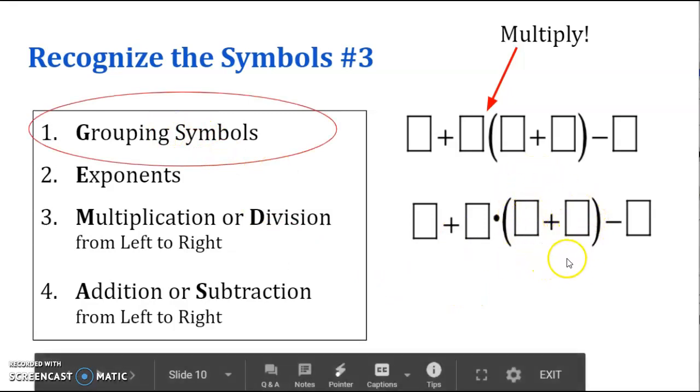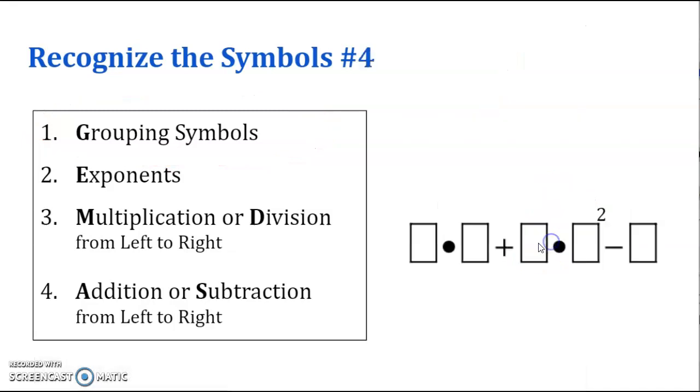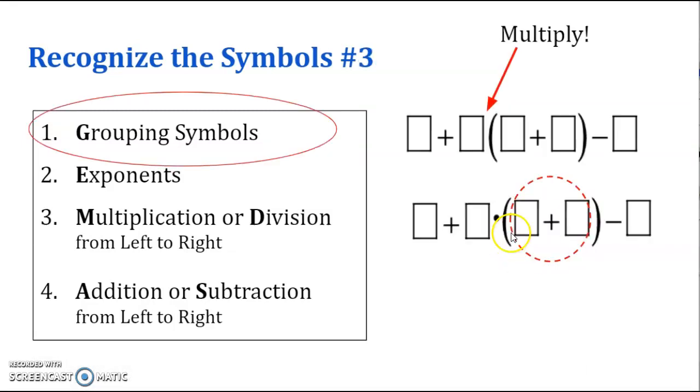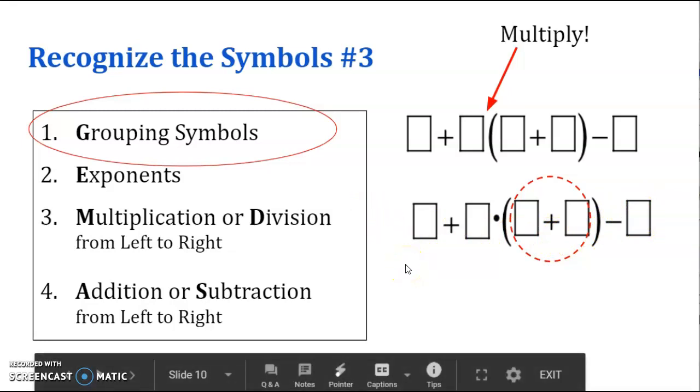Parenthesis is a grouping symbol, so we need to do that first. And then finally, let me go back to that slide. After you've done that, you're going to multiply what you've evaluated by this number. Once you've done this, you're going to add that result to this number. And then once you've done that, you're going to finally subtract this number from whatever you had as a result. Okay, that's how the order goes.